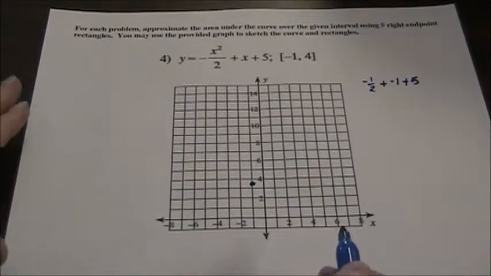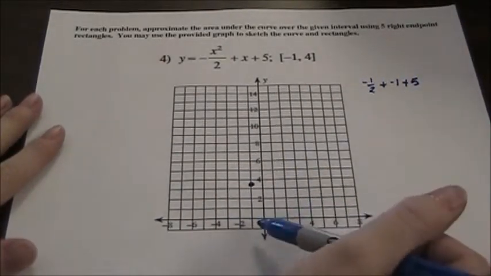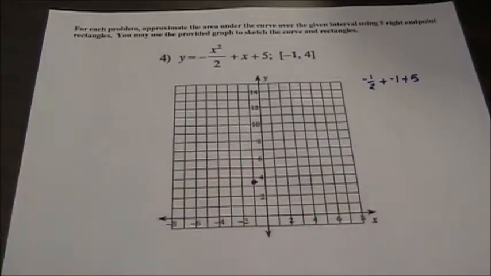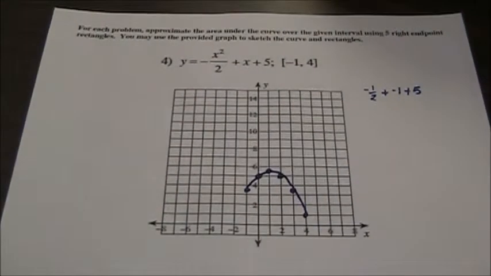So I'm going to continue doing that, plugging in my whole numbers from -1 to 4. Once I plug in all the whole numbers between -1 and 4, I get this curve. And so now that I have my curve, I will then draw in my rectangles. And they want a right rectangular approximation.